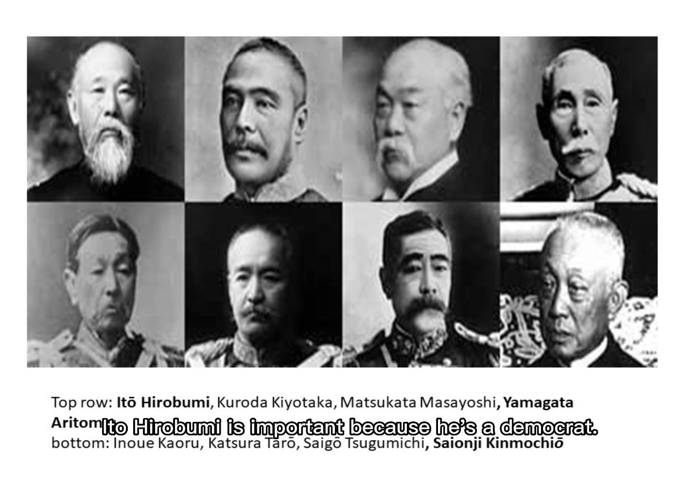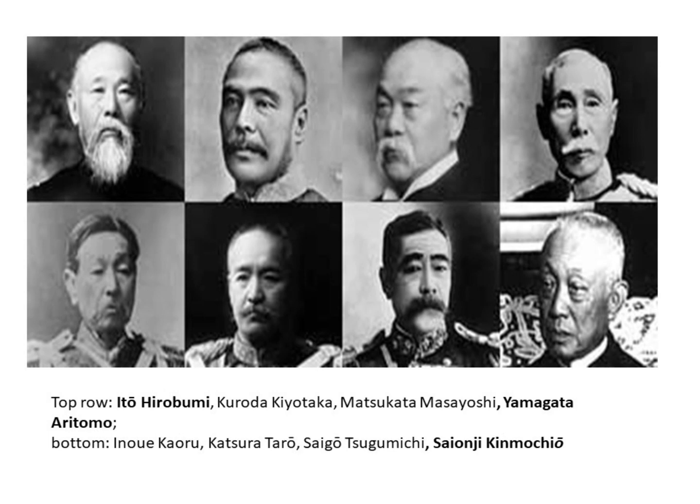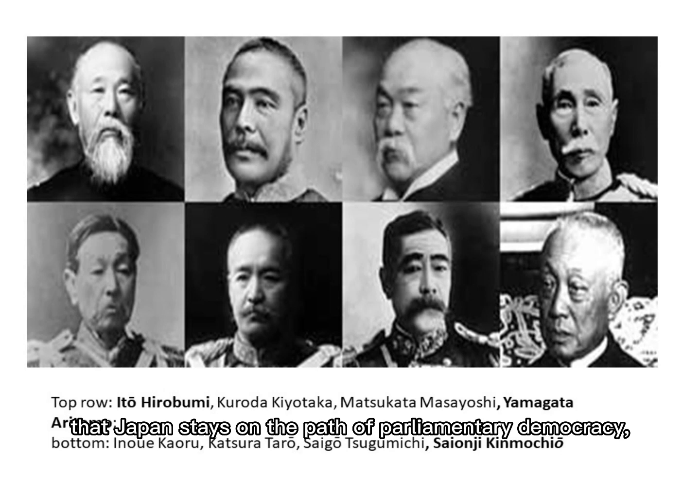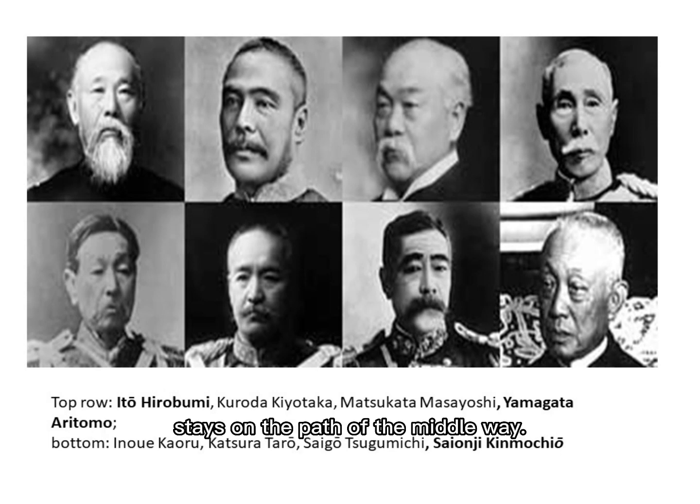Ito Hirobumi is important because he's a democrat. He gets assassinated earlier on in Korea. Yamagata Aritomo, he's a militarist, and he is determined to ensure that the military generals are placed in power. Saionji Kinmochi, the last surviving Meiji politician, will try to ensure that Japan stays on the path of parliamentary democracy, stays on the path of the middle way. He's trying to compromise between the different factions that you see.